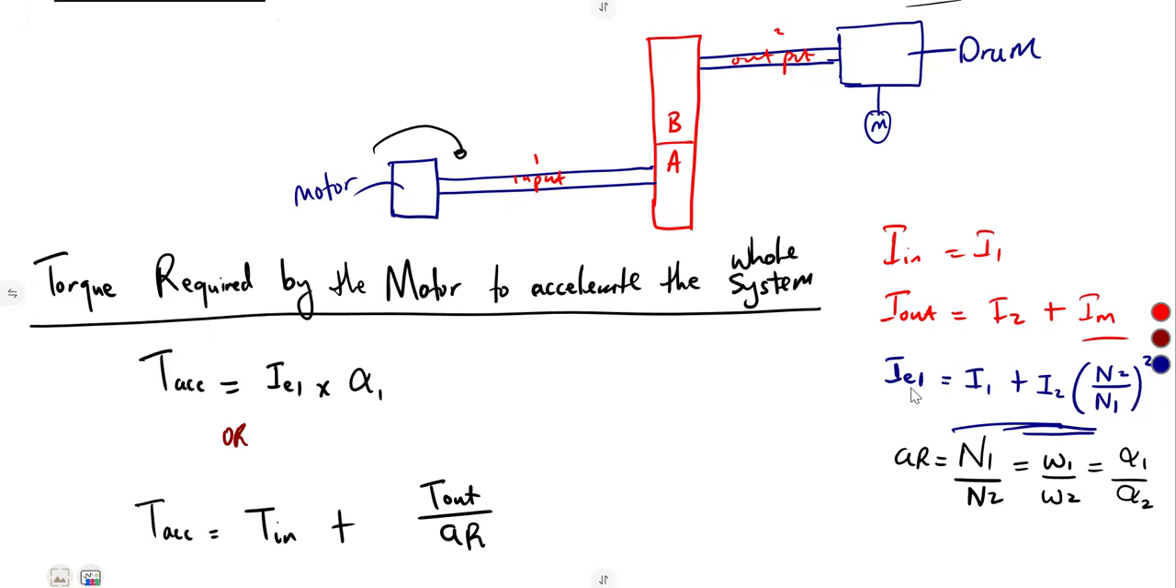This is the torque required by the motor, but it can be the torque required to accelerate the wheel or the driven gear, where you're just focusing on that gear. This is not about gear A or gear B. It is about the whole system.